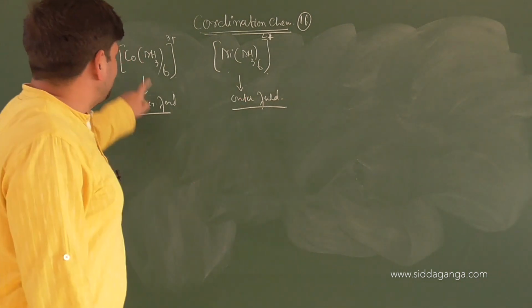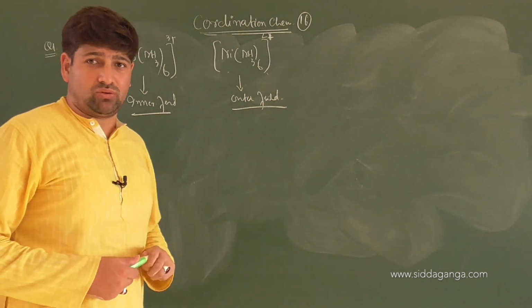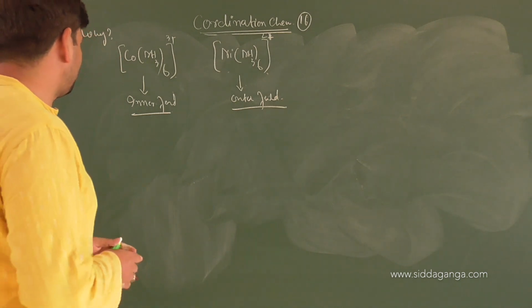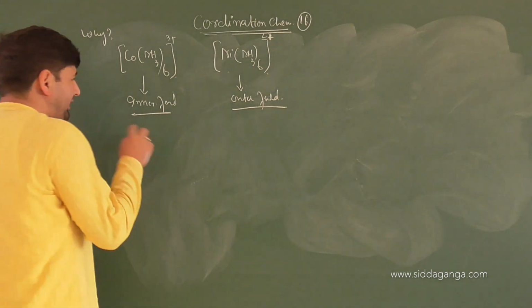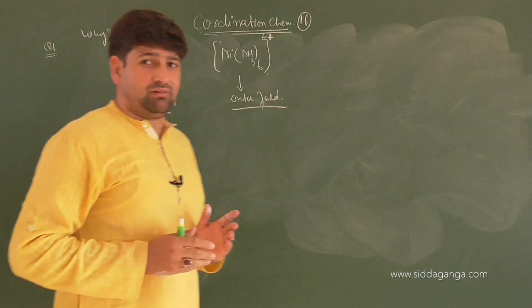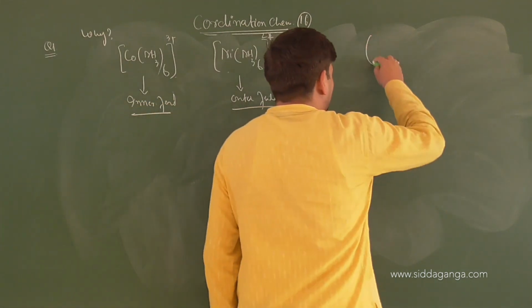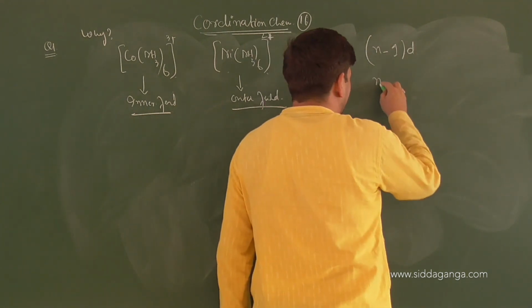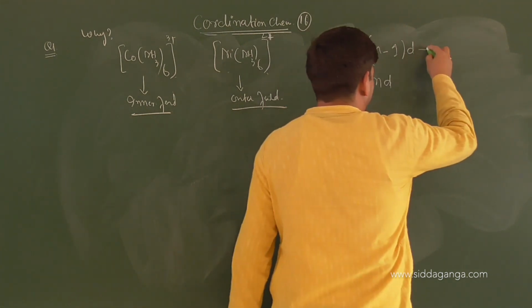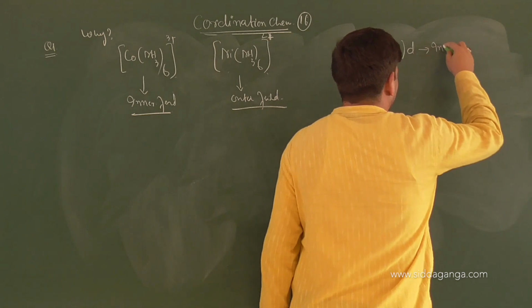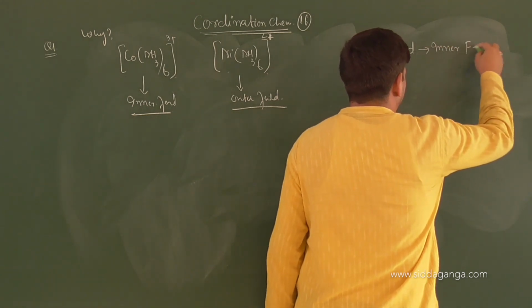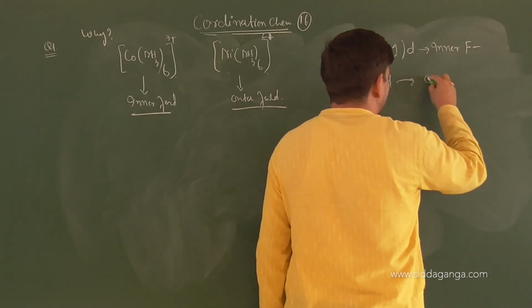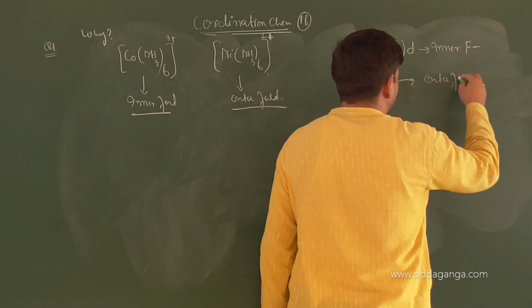This is outer field complex and this is inner field complex. We will have a look onto this discussion. To find out why inner field, why outer field, we need to find out whether the orbital being used is n minus 1 d or nd. If it is n minus 1 d, this will be inner field complex. If it is nd, it will be outer field.